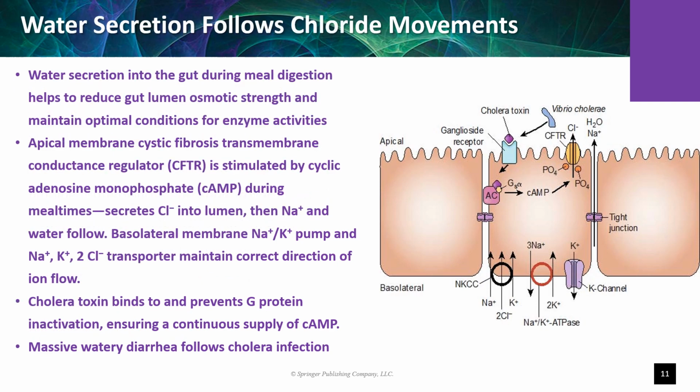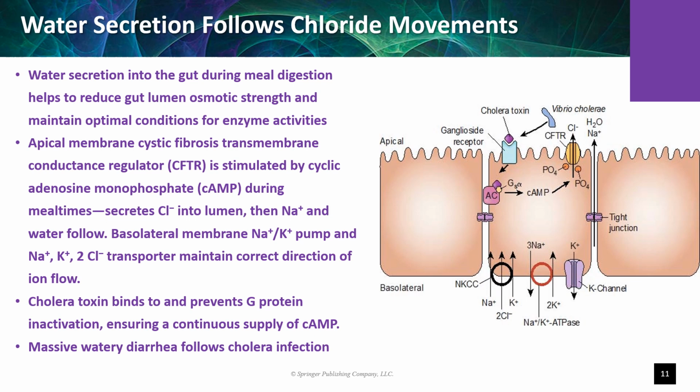Water moves into the gut following the osmotic pull of chloride moving across the apical membrane through the CFTR. Chloride secretion is promoted by several paracrine and neurocrine signals in the postprandial state, some of which signal through increased cAMP to trigger the channel opening.